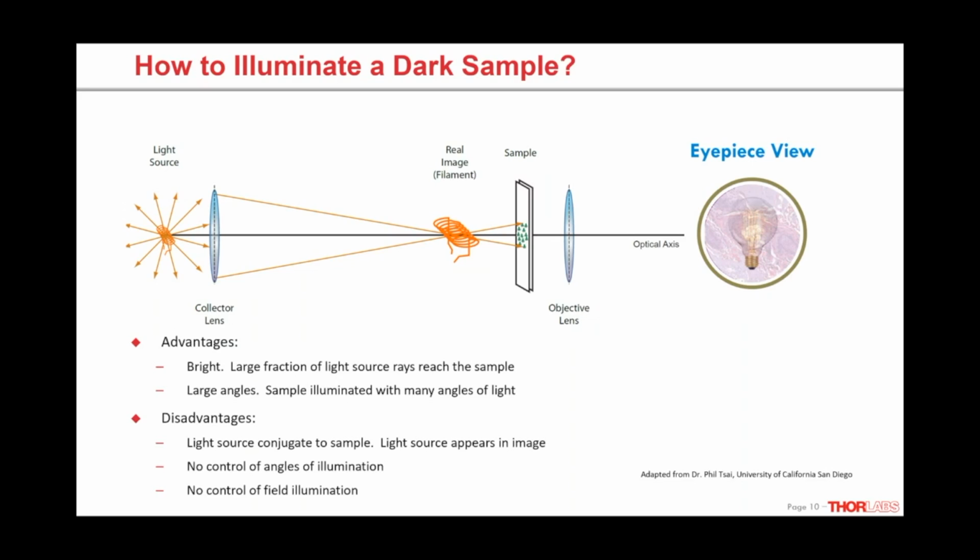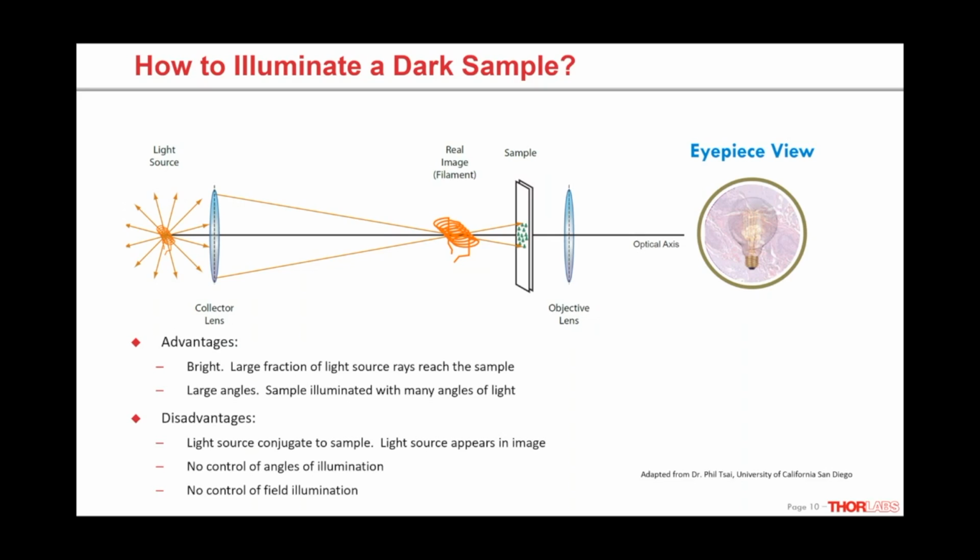This can be improved by introducing a collector lens between the light source and the sample. This relays an image of the light source to a point close to the sample. The primary advantage here is this collector lens will now direct a much higher proportion of the light from the light source through the sample into the objective lens, brightening the sample and increasing the efficiency of the transmitted light path. In addition, you have large angles of illumination of the sample in this type of setup.